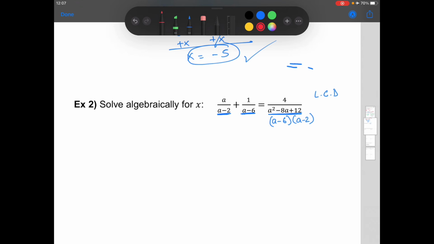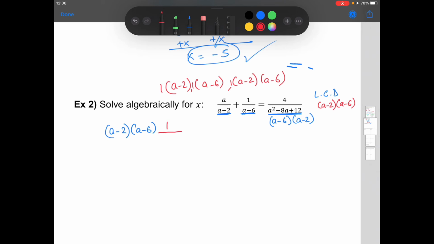So now I have to find the LCM of this: A minus 2, A minus 6, and then A minus 2 and A minus 6. I don't know if you've figured it out. Here, the coefficients are 1, so it really doesn't matter. 1 will be there. But other than that, it would be each of the binomials. So A minus 2 times A minus 6. So that is your LCM. So I'm going to multiply each term by my LCM, A minus 2 and A minus 6.